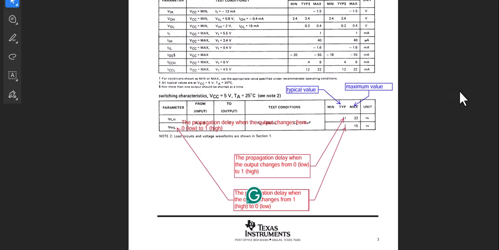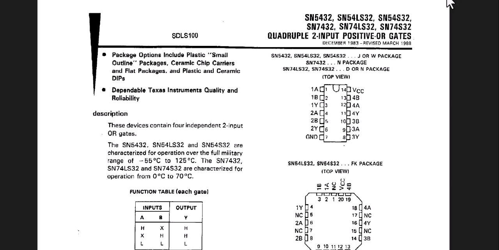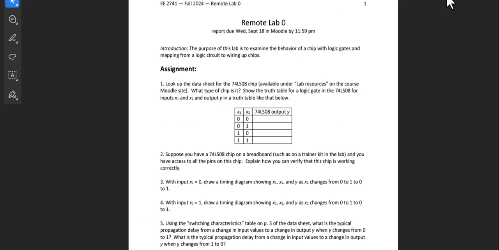On the one that I was going to do, so let me close this. And let me see what the questions were. Okay, so look up the data sheet. What type of chip is it? Show the truth table for our logic gate and the 74LS08. So we're going to do a truth table for the 74LS32. So X1, X2.